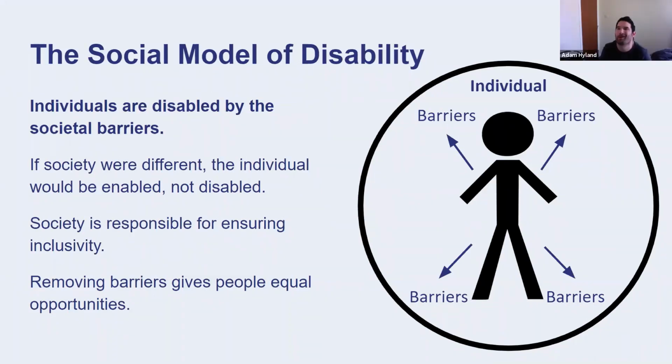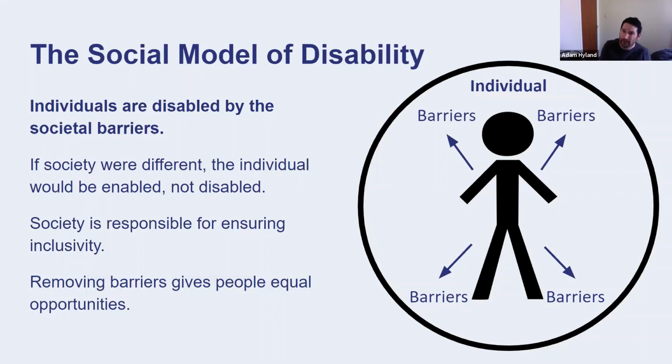The next model to look at is the social model of disability. And this model really changes the way that disability is looked at and perceived compared to the previous model, where the individual is diverse and has their own set of unique ways of working and unique needs and diversity, and it's actually society that causes disabling circumstances. It's society that disables people by not being inclusive enough.